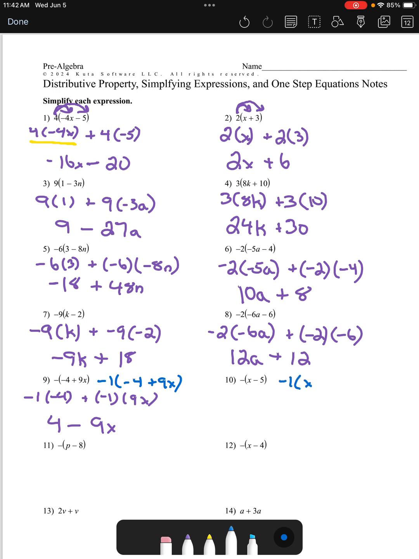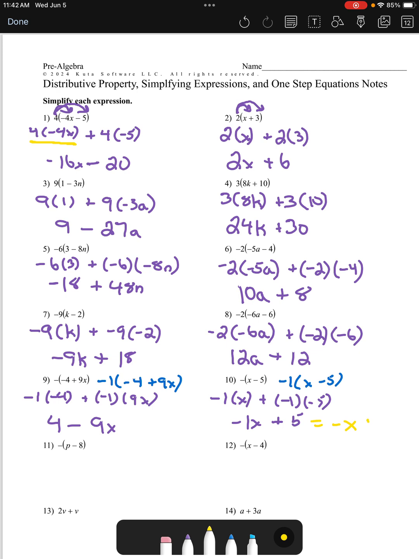In number 10, if I take a moment to rewrite the problem and make the invisible one visible, we get -1 times the quantity x minus 5. When we expand this, we get -1 times x plus -1 times -5. -1 times x is -1x. On the back half, -1 times -5, we have a double negative, which means we have a positive product. 1 times 5 is 5.